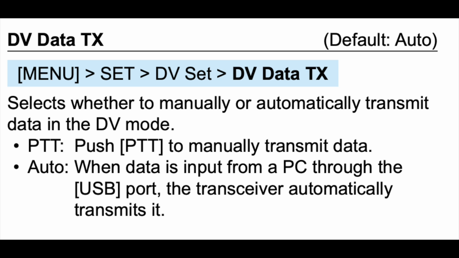Okay, the next one is digital voice or DV data transmit. The default is auto, but in my case, I set it for push to talk to manually transmit data. It's going to be quite common. A lot of people have their radios connected to their computer and perhaps software running in the background. You may forget. But I put it to push to talk and put it to auto when you know you're going to be using your PC for a specific activity.